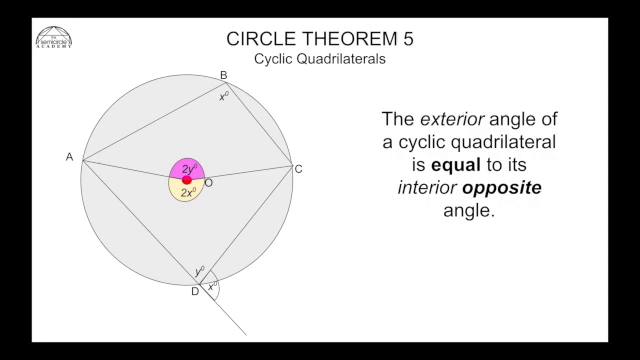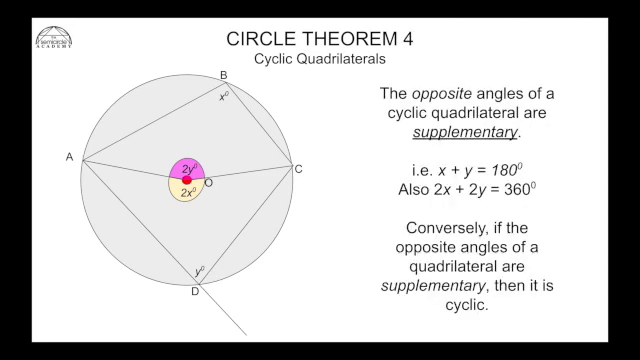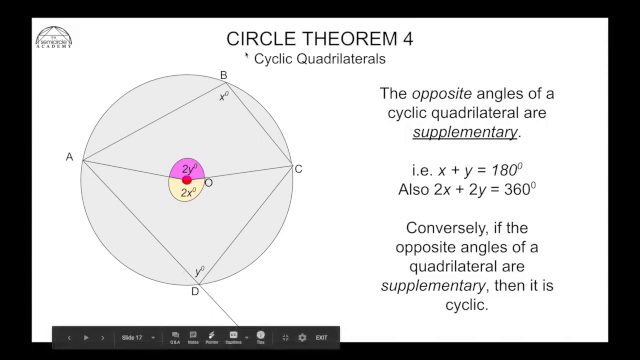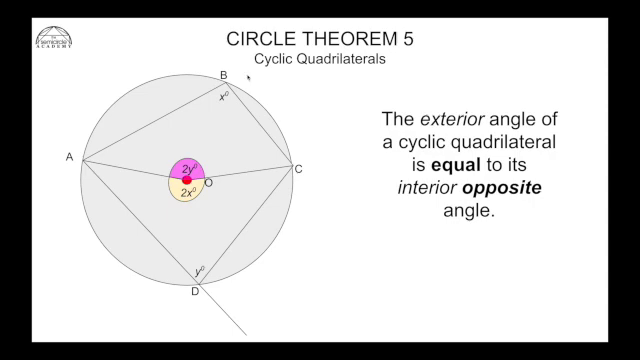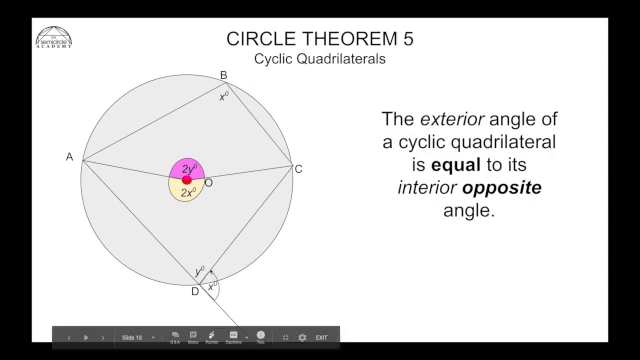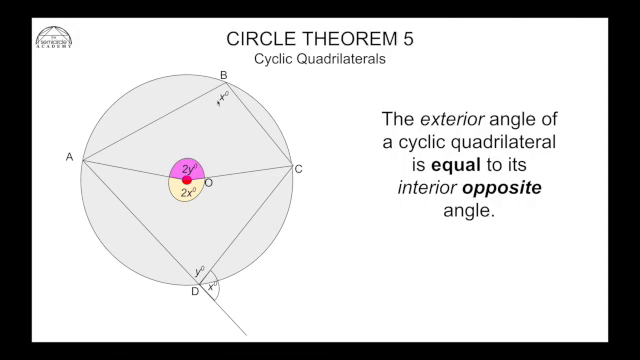So that was Theorem 5. Remember, Theorem 4 was the opposite angles of a cyclic quadrilateral are supplementary. Theorem 5 is the exterior angle of a cyclic quadrilateral is equal to the interior opposite. Remember, you had to be able to see all of this stuff, right? You can see I put a big arrow there for you to see it.